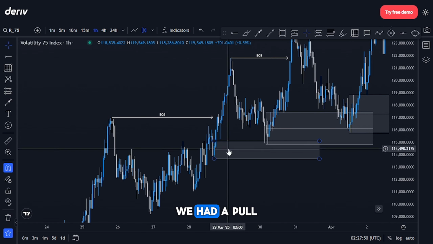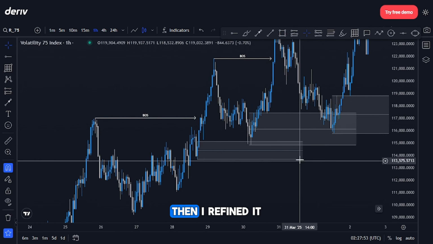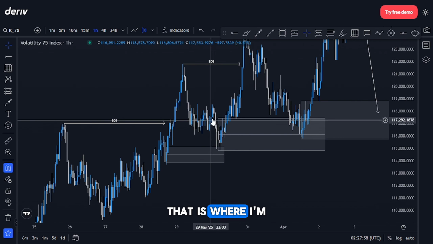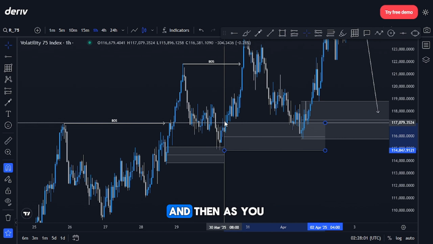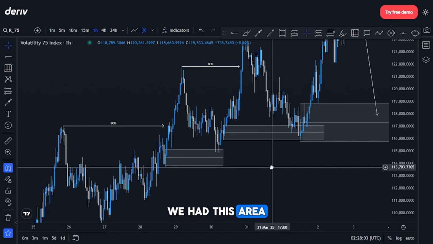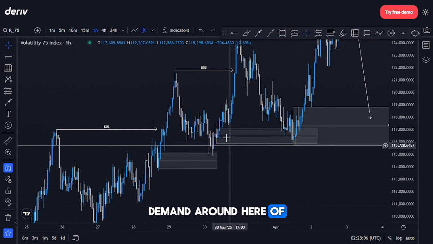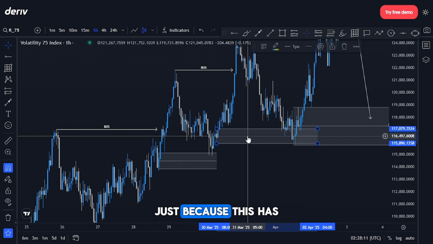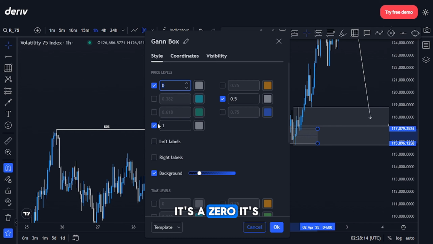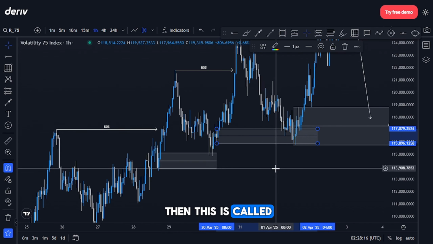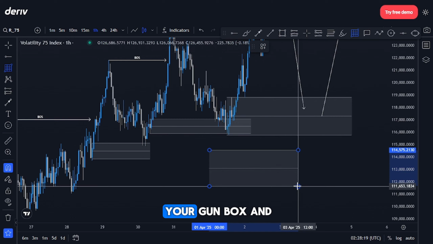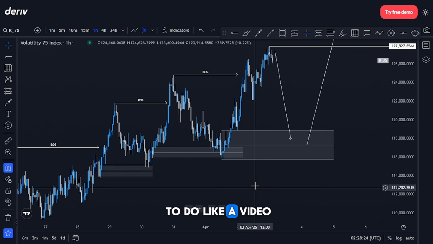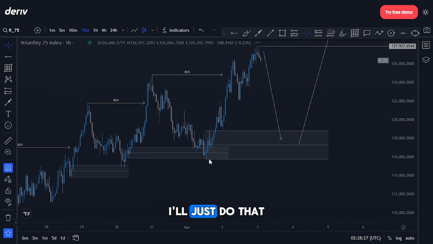So as you can see here, we had a pullback into this area, then I refined it to this one here. But on the 15 minute, that is where I'm going to further refine everything. From this point, we had this area of demand around here, which was not mitigated at the 50% level, just because this has a 50% level. It's a 0, it's a 1, it's a 0.5, and this is called the Gann box, guys. Now you can just get your Gann box and set it up in this fashion. If you want me to do a video specifically on the Gann box, I'll do that.